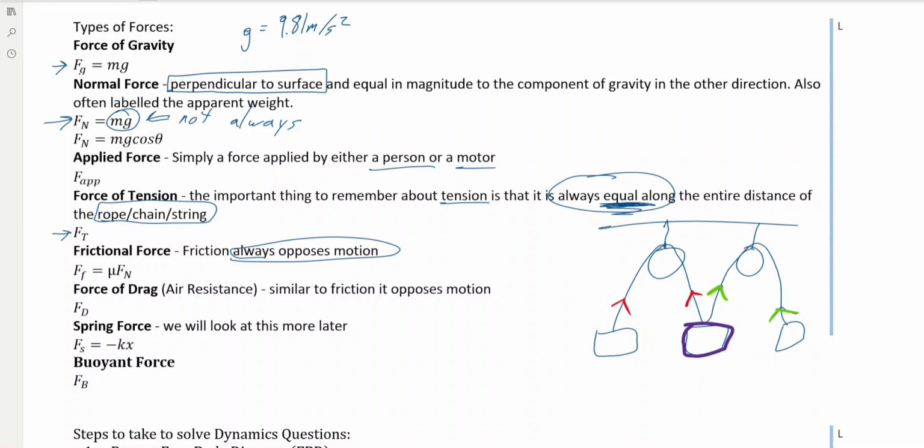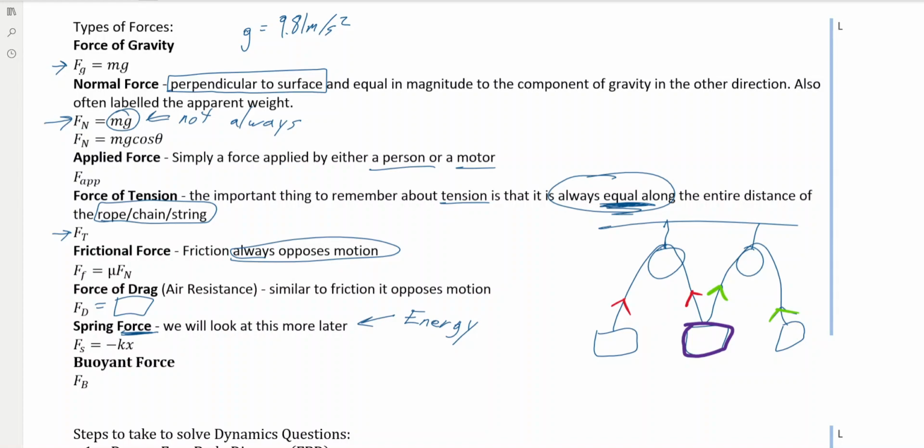Okay, the next one is air resistance or force of drag. It'll just tell you this in the question, so you'll just have some sort of value. Okay, and the next one is the spring force. We'll look at this more later in the energy unit. So this is interesting, but right now it is a force, but we don't really have to deal with it quite yet.